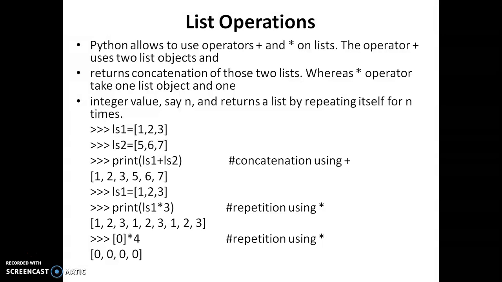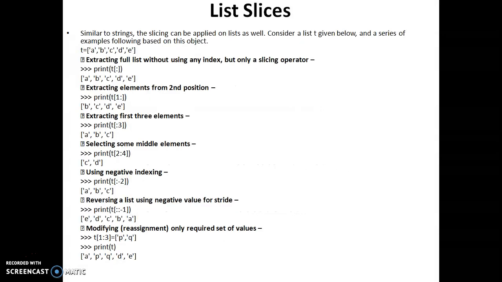0 star 4 is nothing but, in that list we have only one zero. Star 4 means 4 zeros will be there, meaning 3 extra zeros will be added to the list. So that is the plus and star operations we can perform on the list.